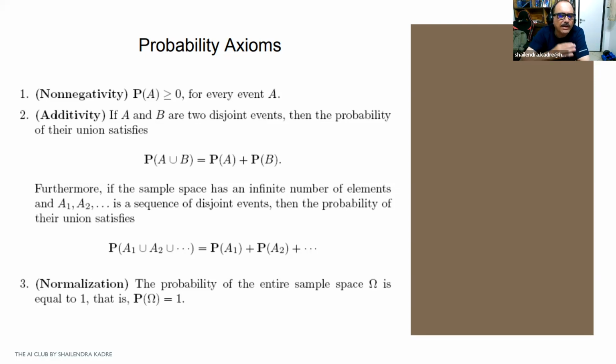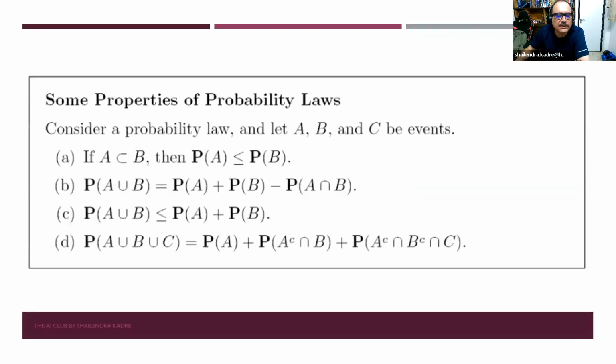Now, the probability of getting any one digit will be 1 by 6 plus 1 by 6 plus 1 by 6 plus 1 by 6 plus 1 by 6 plus 1 by 6. So I have to add up 1 by 6 six times. If I add them six times, the probability will be 1. So that is your normalization. Many times we have discussed this.